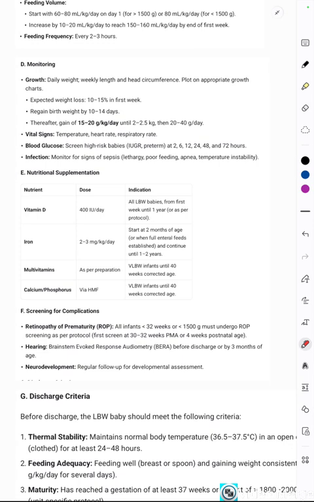In term babies, there is almost 10% weight loss by the end of the first week, but in preterm or low birth weight babies, the weight loss is about 15% by the end of the first week or 10 days, and it regains after some 15 days. Therefore the weight gain is 15 to 20 gram per kg per day. And vitals like temperature, heart rate, and respiratory rate should be monitored. Blood glucose monitoring is required at intervals of 2, 6, 12, 24, 48 and 72 hours. For infection, sepsis screening should be done.